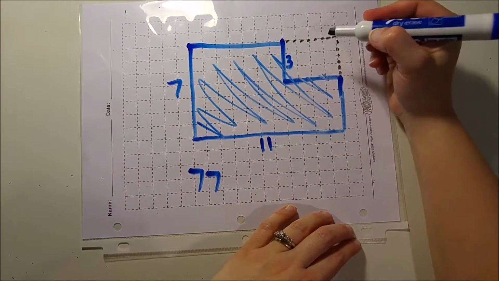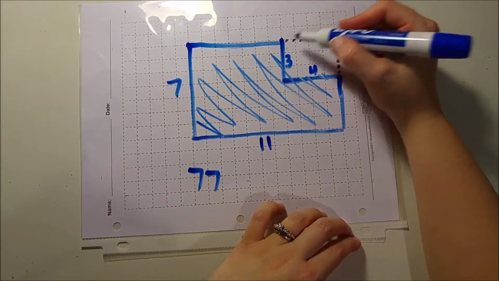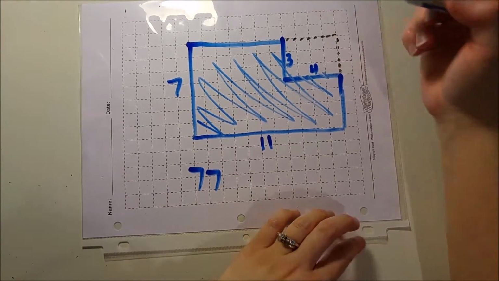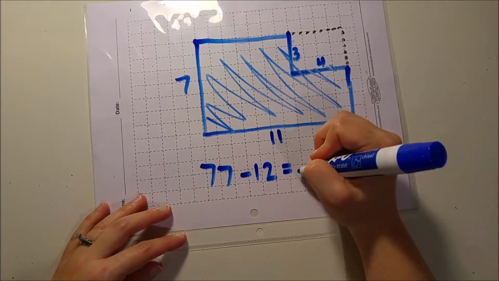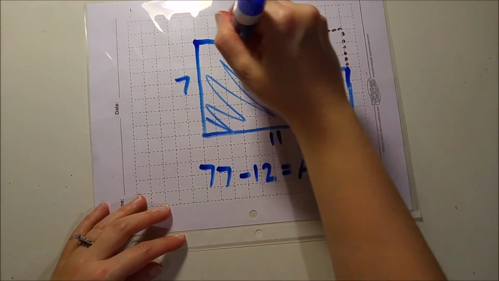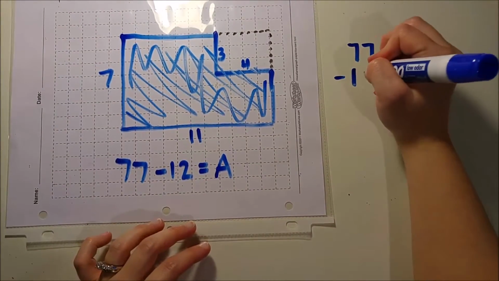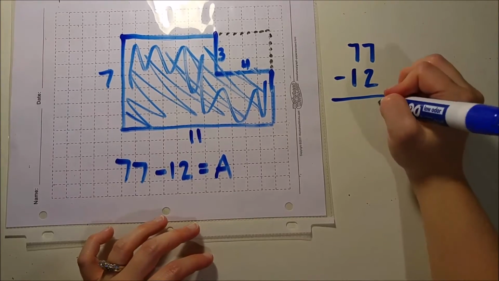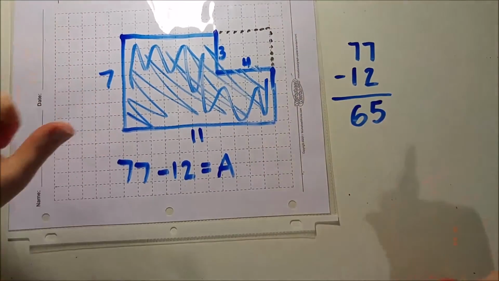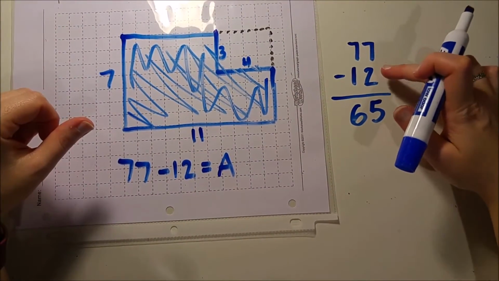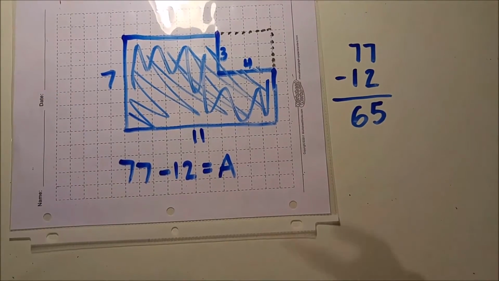This is 3 by 4. 3 times 4, the area of this section is 12. We're going to take away 12. And that will give you the area of this blue part, right? Let me do this over here. 77 minus 12 is 65. The whole thing would have been 77, but we were missing 12 square units. So we're left with just 65.